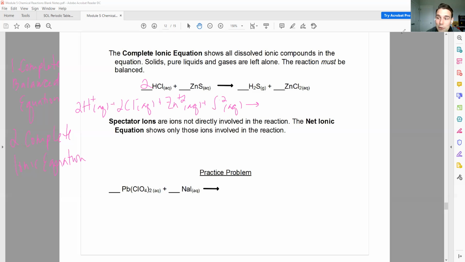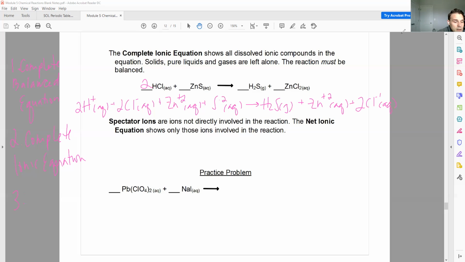Now the dihydrogen sulfide gas is a gas, and so I will leave it alone. And I'll just write it again, H2S. Now I'm going to have zinc 2+ aqueous, plus 2 chloride ions, ZnCl2. Okay, that's step 2.